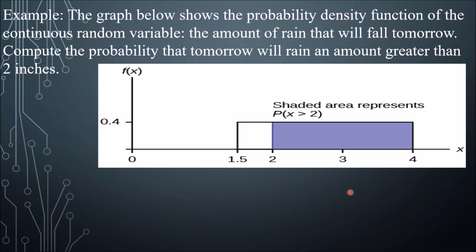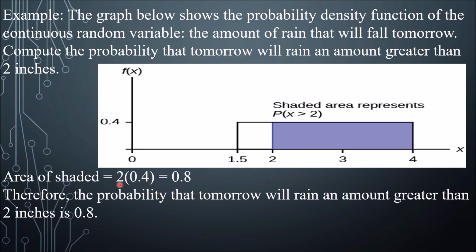Okay, let's have the last example. The graph below shows the probability density function of the continuous random variable, the amount of rain that will fall tomorrow. Compute the probability that tomorrow will rain an amount greater than 2 inches. It's already shaded here, so we need to find the area of this. It's a rectangle, therefore length times width. Length is 2 and width is 0.4. So the area of the shaded part is 2 times 0.4, which is equal to 0.8.